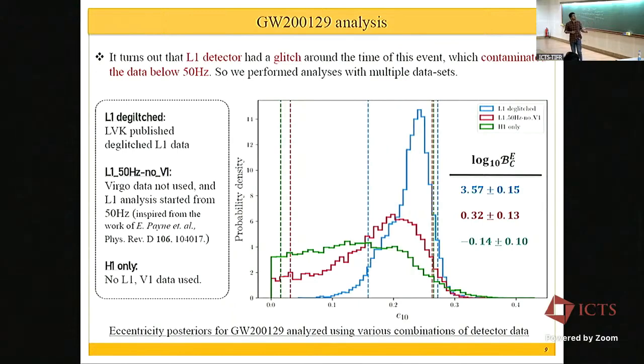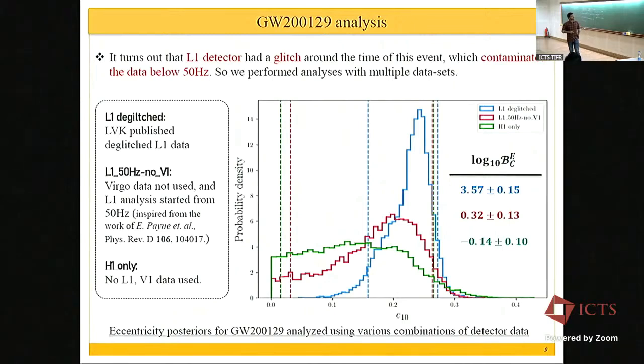So we performed analyses on this with multiple types of data sets. It turns out that LIGO also publishes the deglitched version of this data, and the posterior with the deglitched version of data looks like this. As you can see, it is still showing some eccentricity.